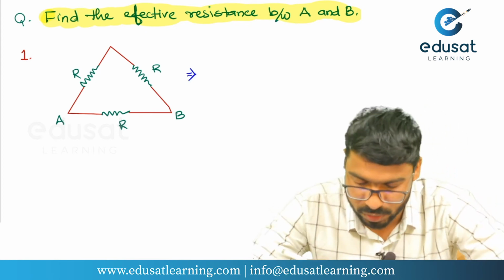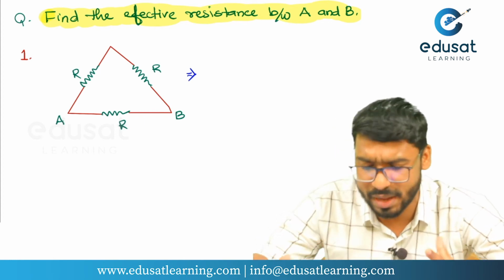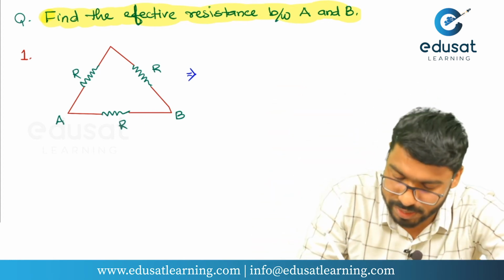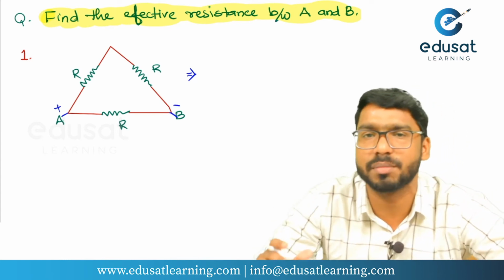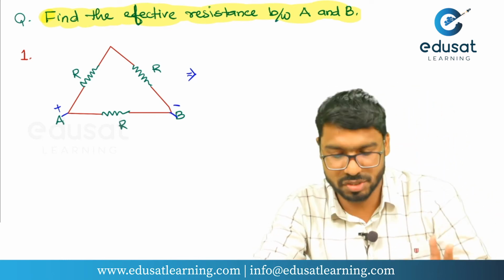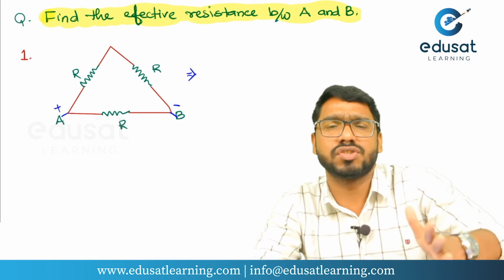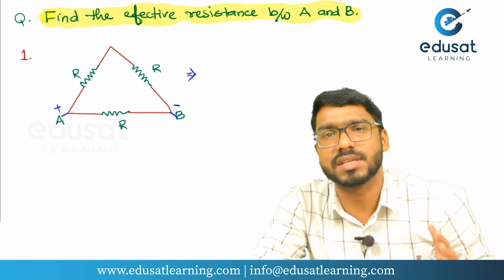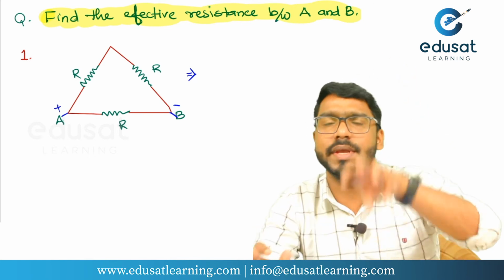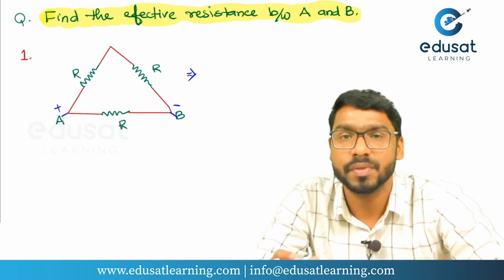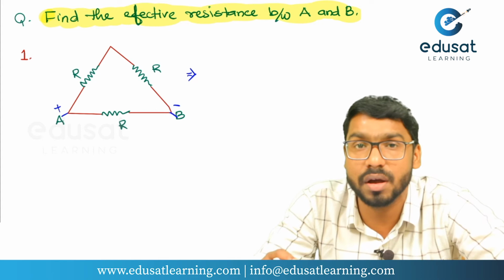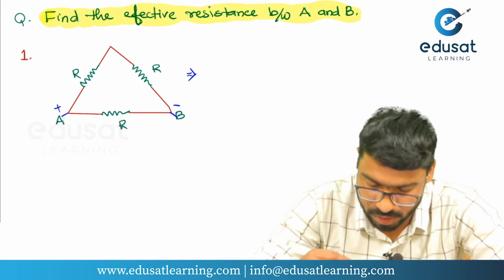In this network, you just assume current is entering at A. A is connected to the positive terminal of the battery, that is, current is entering at A, and B is connected to the negative terminal of the battery, that is, current is moving away from B.